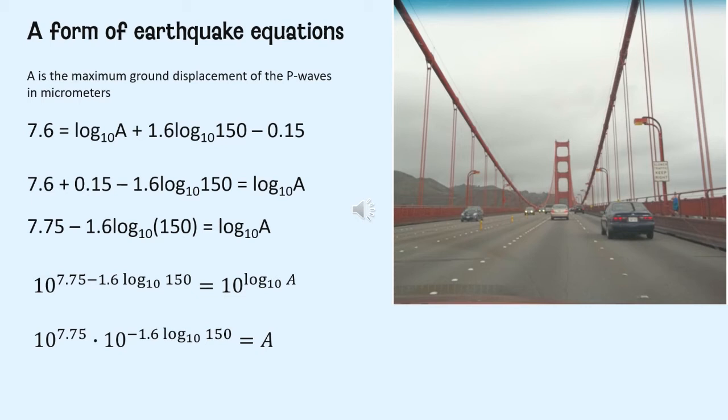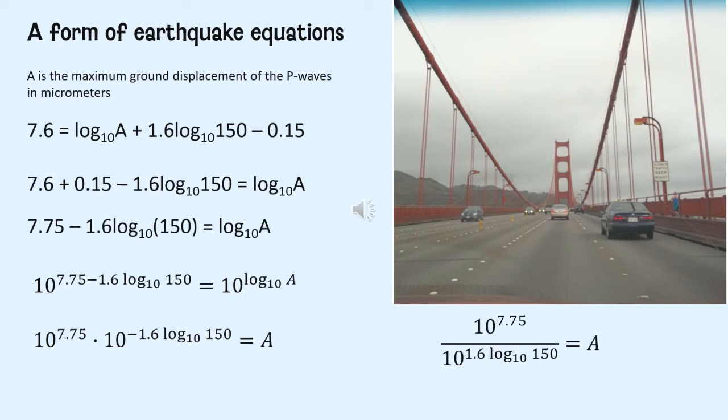Remember, when you are multiplying exponents and the bases are the same, you can add the exponents. So I'm working that rule of exponents backwards. I really have 7.75 plus negative 1.6 log base 10 of 150. So I can break that up as 10 to the 7.75 times 10 to the negative 1.6 log base 10 of 150. And that is equal to our variable a.